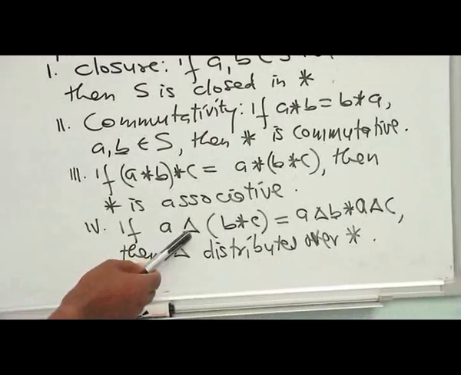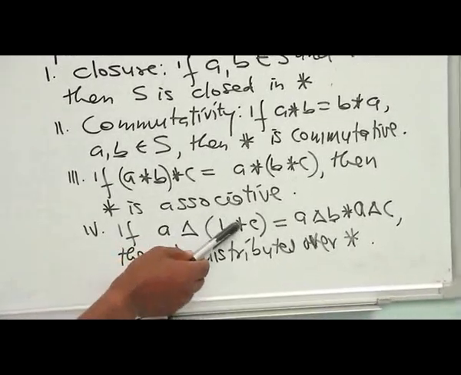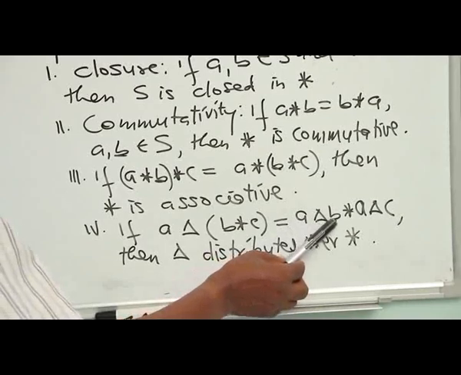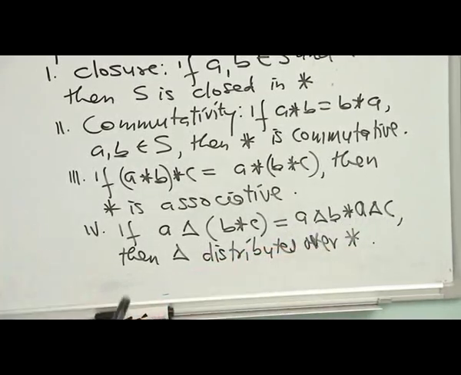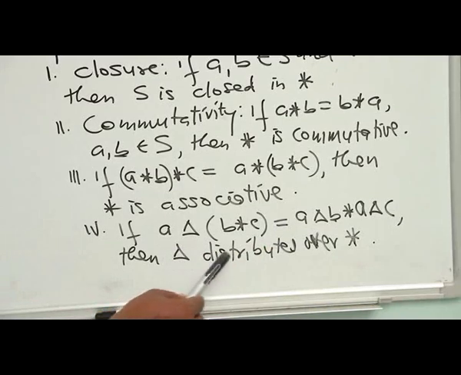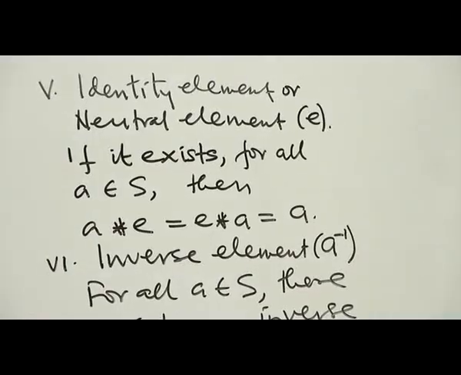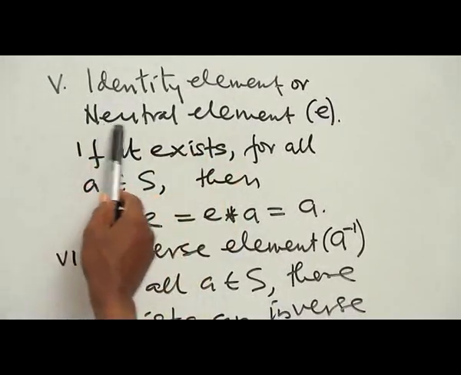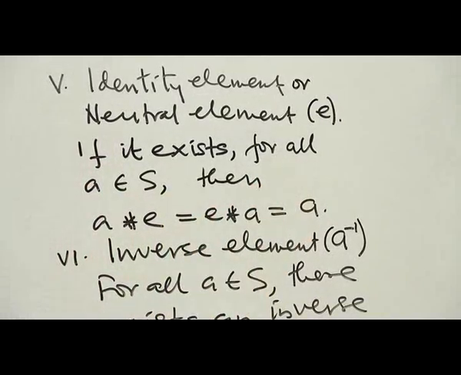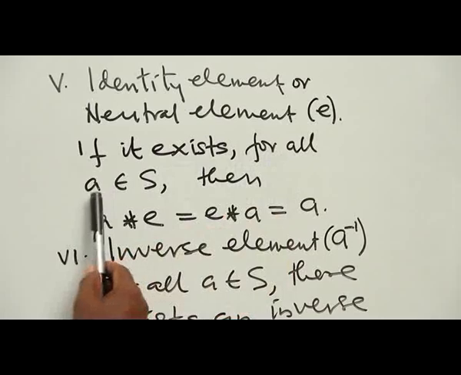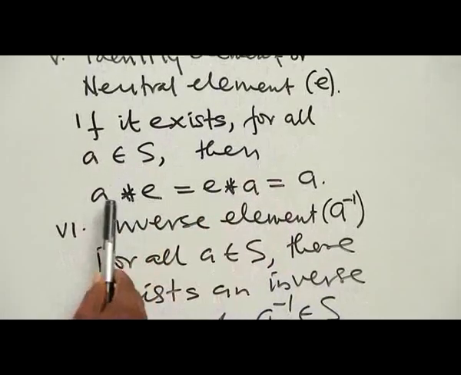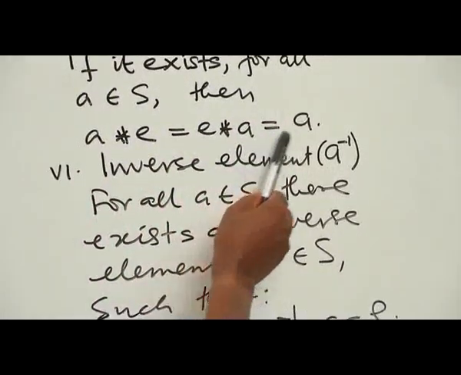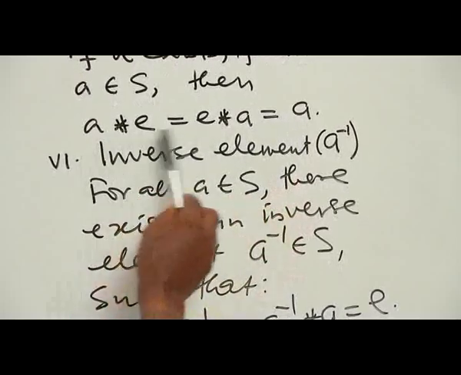If A is operated on B operated on C, they are different operators, and if it is equal to A operated on B star A operated on C, then the first operator distributes over the second one. Another important property is the identity element, or what we call the neutral element, E. If it exists for all A belonging to S, then A operated on E is the same thing as E operated on A, giving you the result as A. In this case, there is an identity element, E.